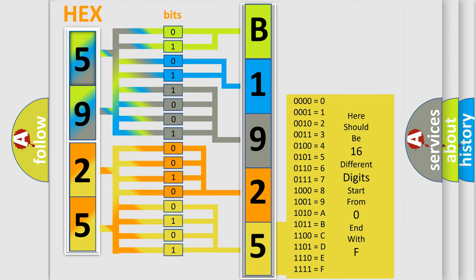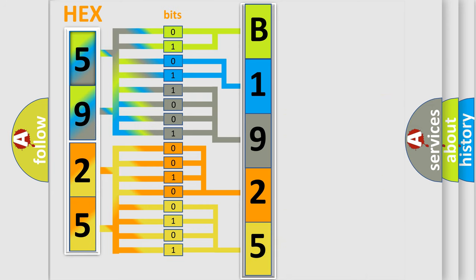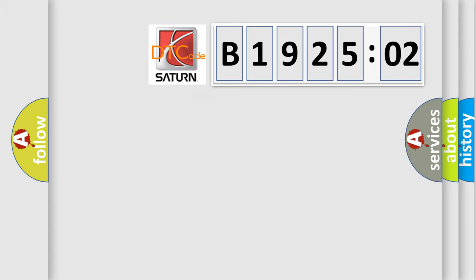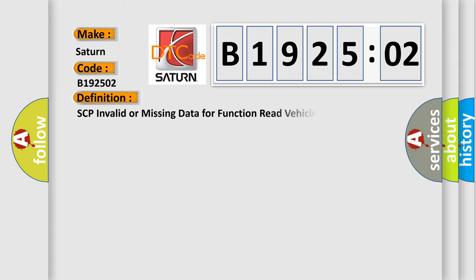We now know in what way the diagnostic tool translates the received information into a more comprehensible format. The number itself does not make sense to us if we cannot assign information to what it actually expresses. So, what does the Diagnostic Trouble Code B1925-02 specifically interpret for Saturn car manufacturers? The basic definition is SCP invalid or missing data for function read vehicle speed. And now this is a short description of this DTC code.